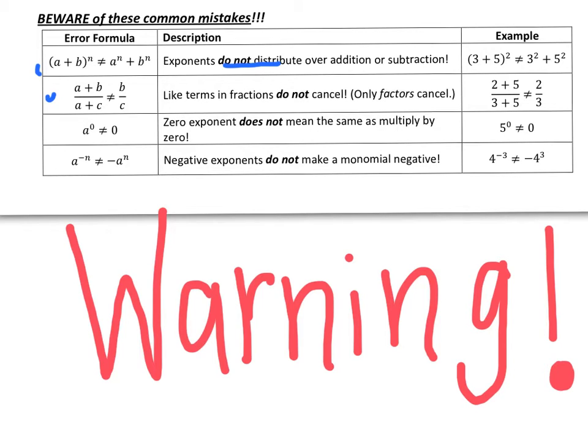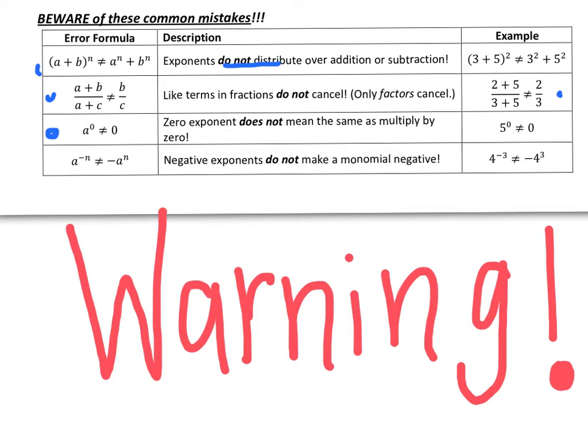Over here, on the second one, (a + b) over (a + c) does not equal b over c. Just because you have those a's doesn't mean you can cancel them out. That's when we get into common factors and things like that. In the last one, you don't cancel those 5's out and think it's going to be 2/3. So do not do that.